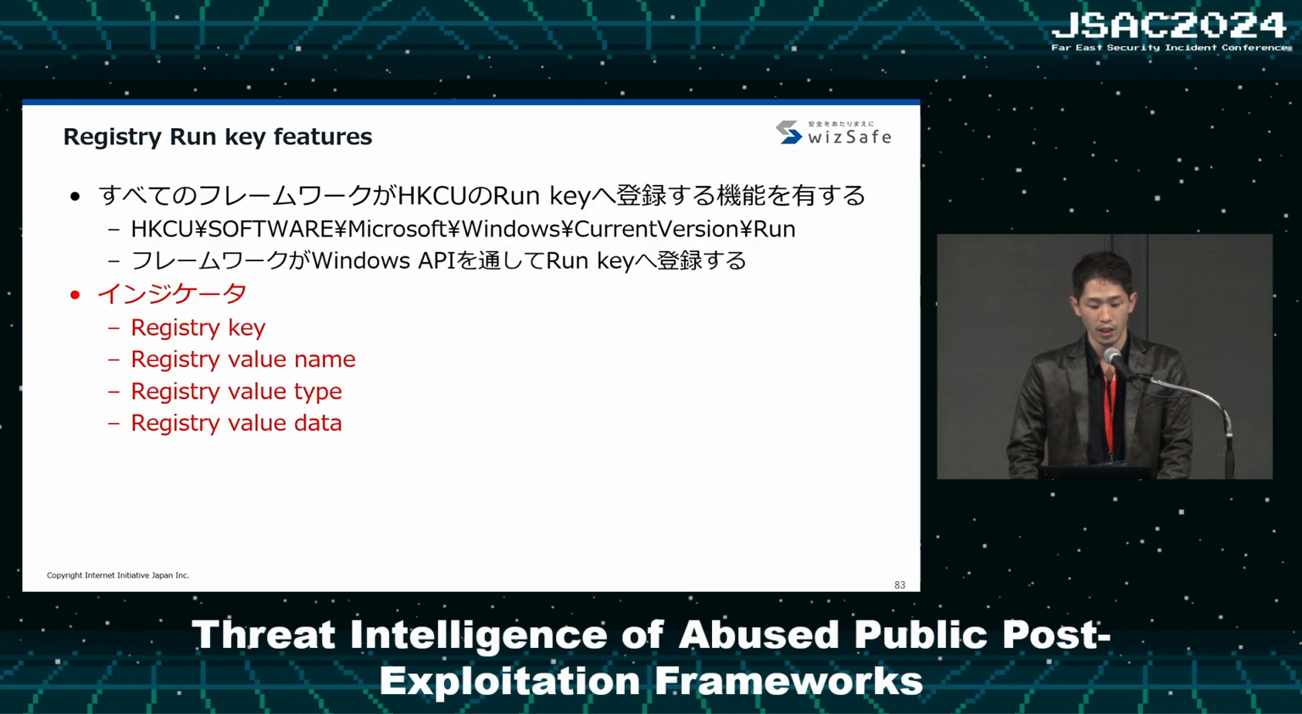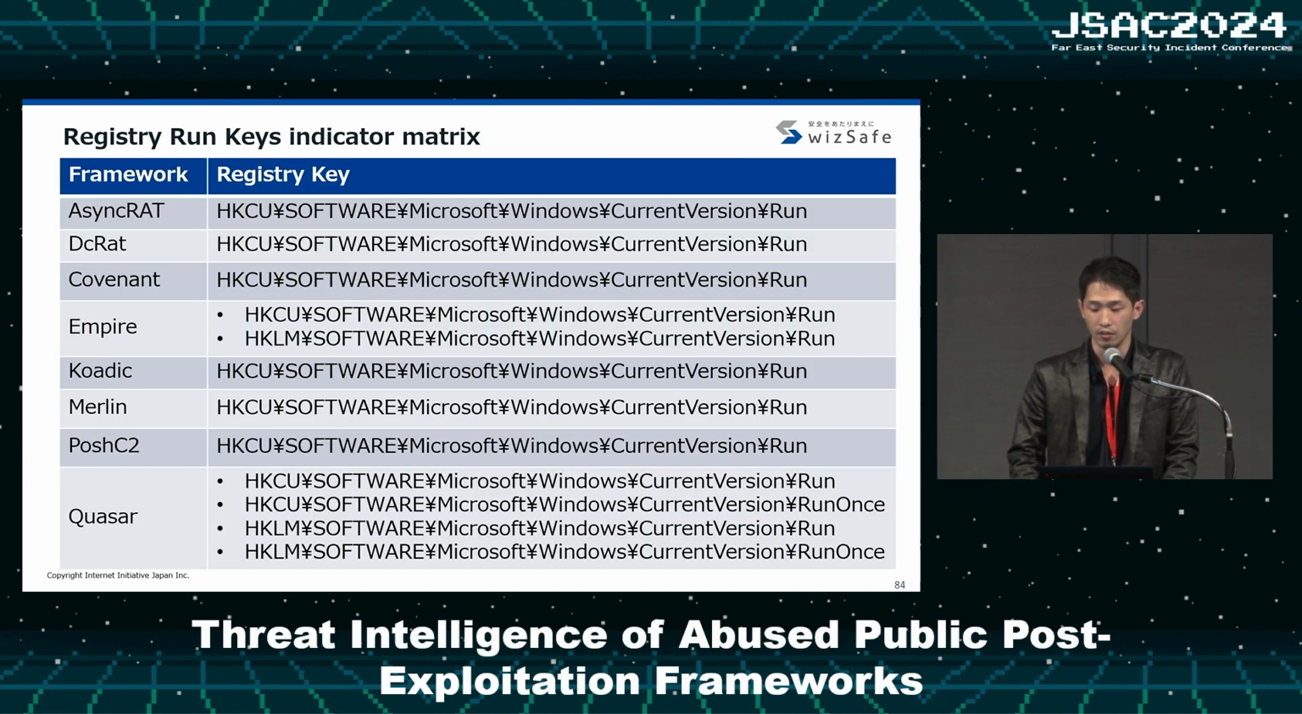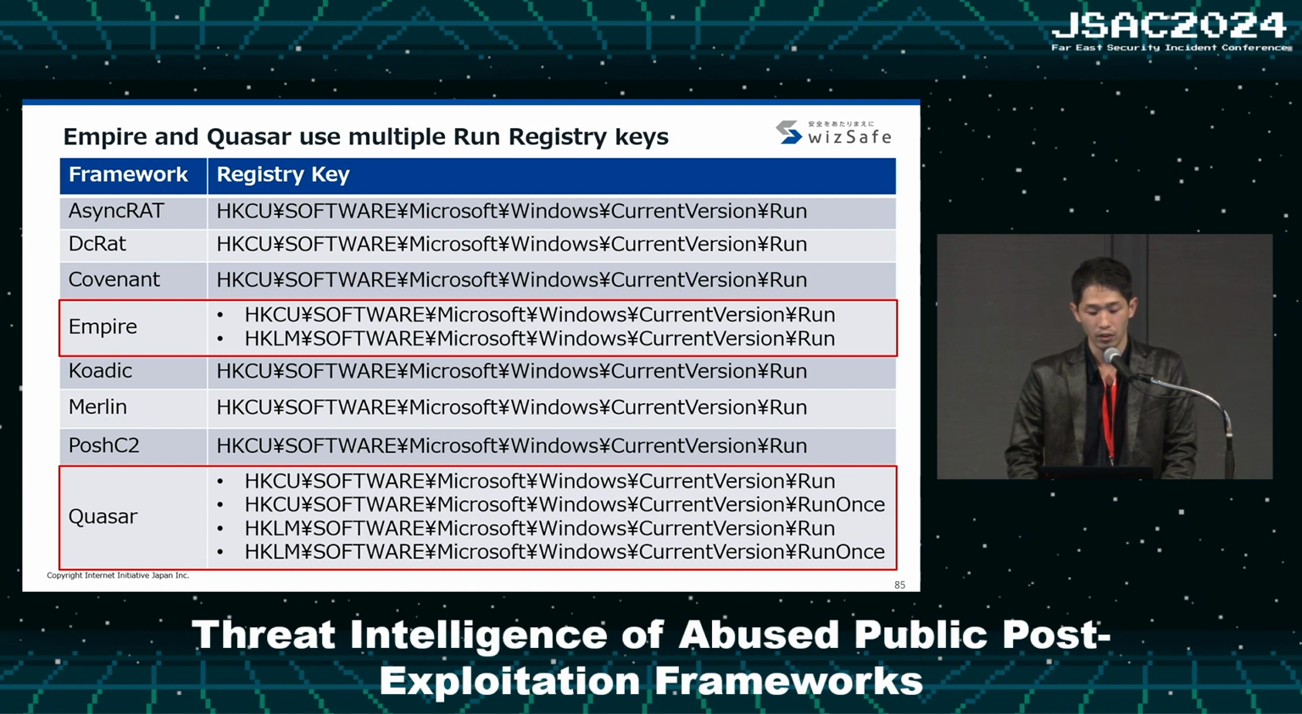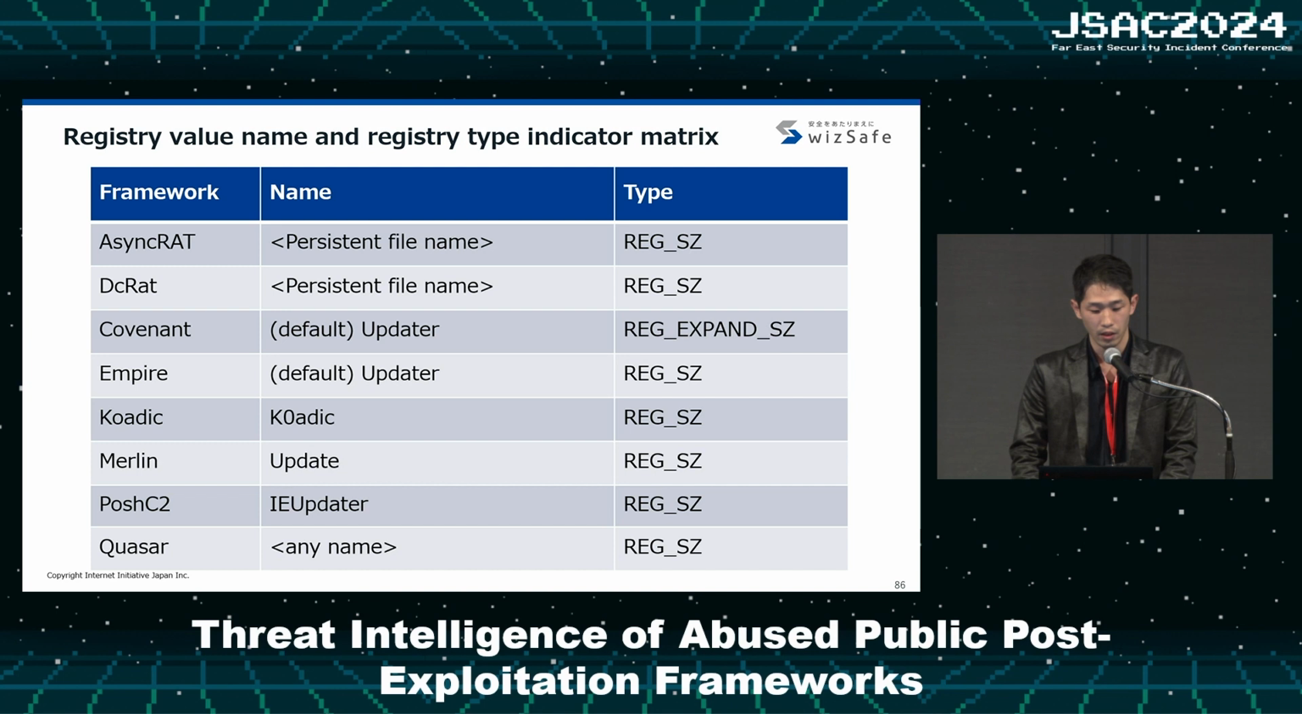So let's look at the Run key features. The characteristic is that all frameworks have a functionality to register to the HKCU Run key, and each framework uses the Windows API, which doesn't leave command history, to register the Run key. So you can use the registry key path as an indicator, or the registry value name and data type can be used as an indicator. Let's look at the Run keys. If you look at this table, all frameworks can register under HKCU, but Empire and Quasar can also register into HKU Run keys, so you can register into multiple Run keys.